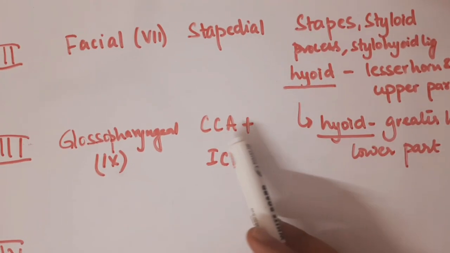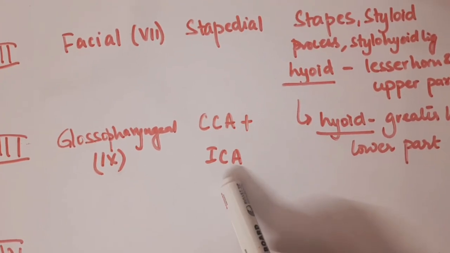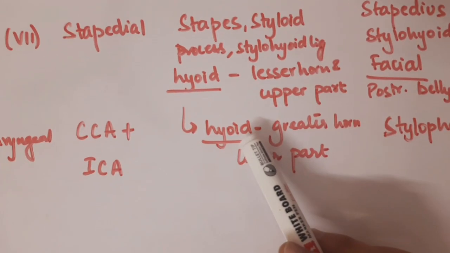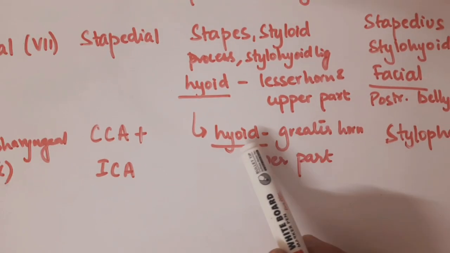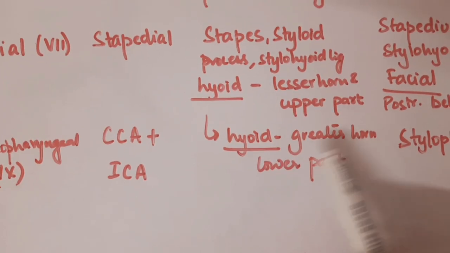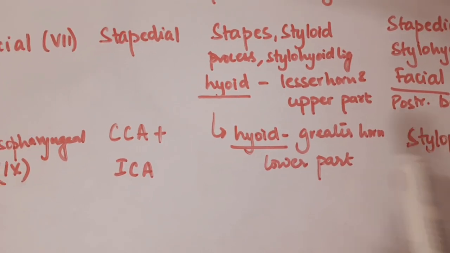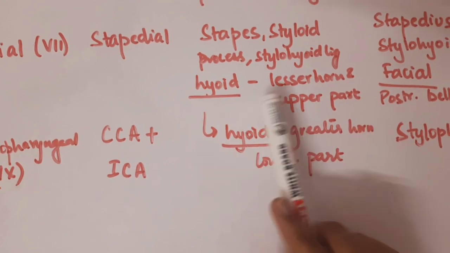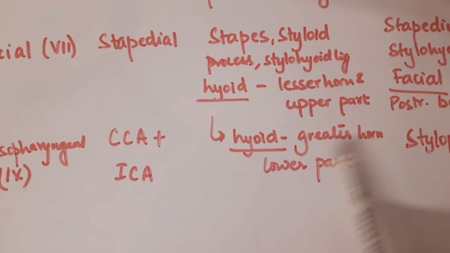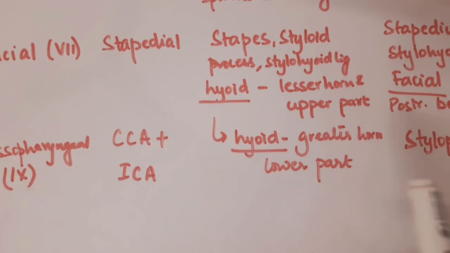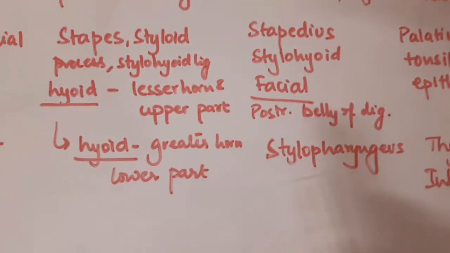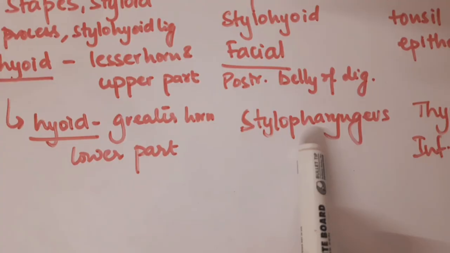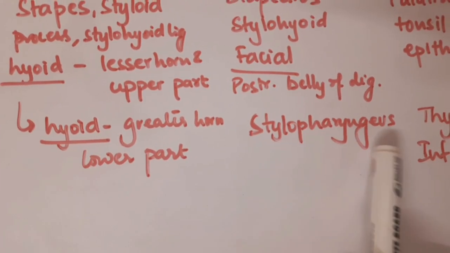The arteries will be the common carotid artery and the internal carotid artery. The skeletal element, the bone that comes from the third arch, is the hyoid bone, the greater horn and lower part of the body of hyoid bone. Now we discussed the lesser horn and upper part come from the second arch. So the remaining part, the greater horn and the lower part, come from the third arch. And the only muscle that is supplied by the glossopharyngeal nerve, the only single muscle that comes from the third arch, is the stylopharyngeus muscle.